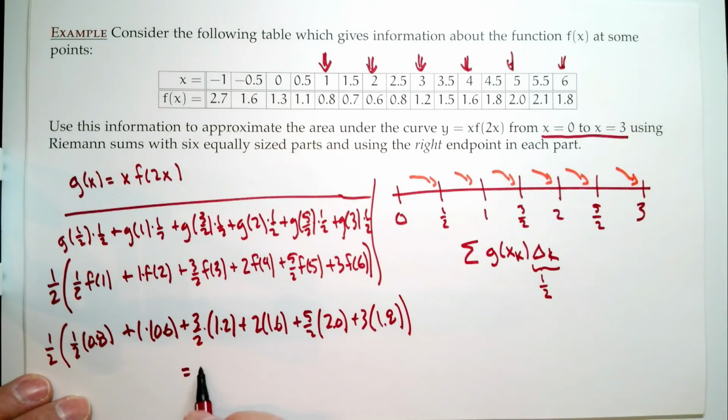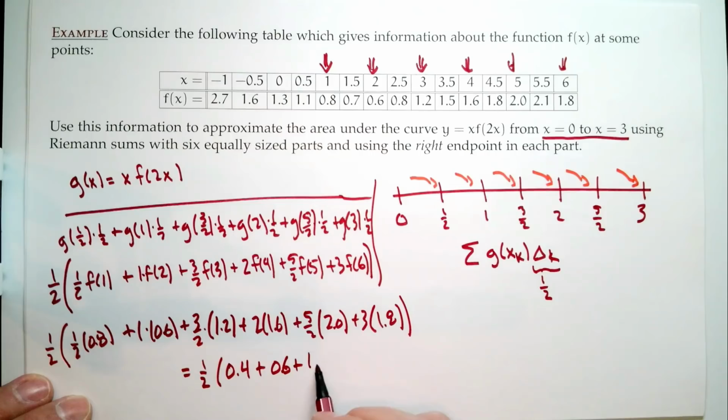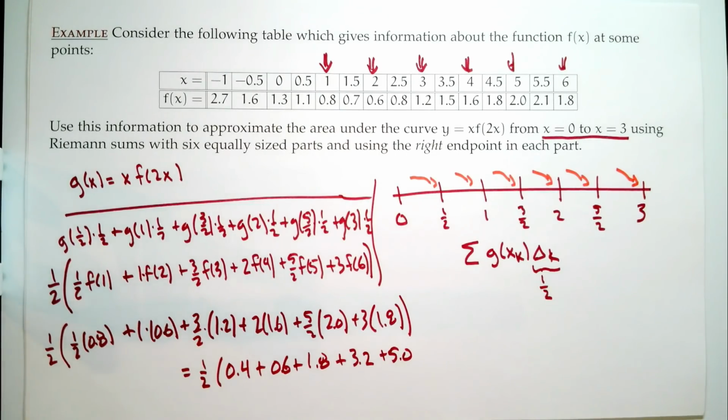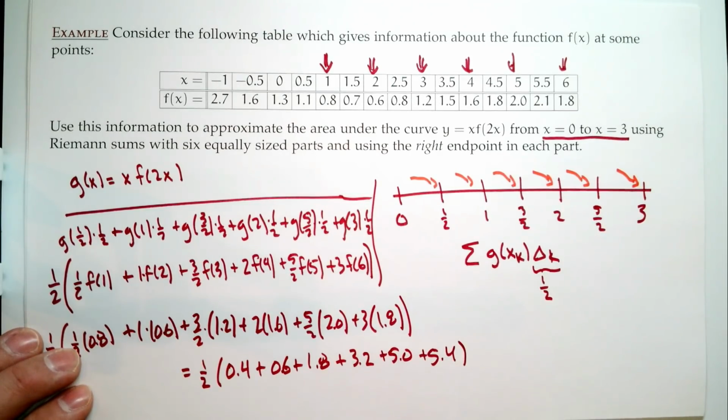Well, out of curiosity. Okay, 1/2. So half of 0.8 is 0.4 plus 0.6. 3/2, well, 1.2 divided by 2 is 0.6. So that's 1.8. 2 times 1.6, that would be 3.2. 2 into 2 gives 1 times 5 is 5.0. And 3 times 1.8 is 5.4. And you add these up, 10.4, 13.6.